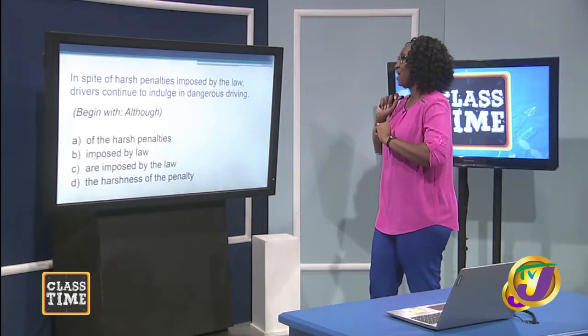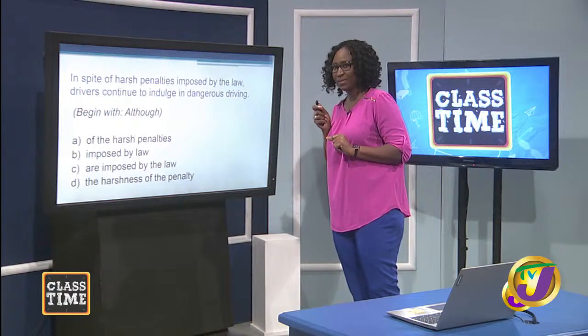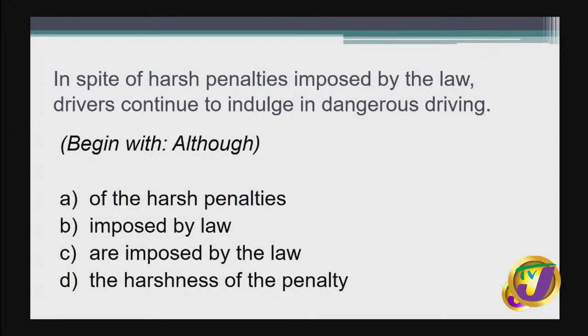In spite of harsh penalties imposed by the law, drivers continue to indulge in dangerous driving, unfortunately. Now, look carefully. You need to start your sentence with "although." Now, if you start with although, what section of your sentence does although correlate to? So would you say although harsh penalties are imposed by the law, or although drivers continue to indulge in dangerous driving? Where does the although best fit? What section of the sentence carries the same idea as the word although?